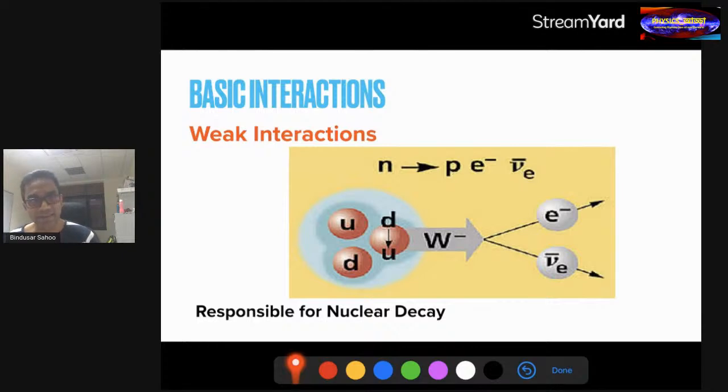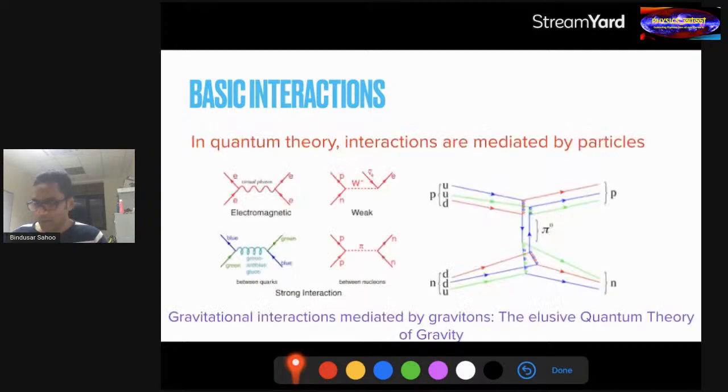That is the beta decay process, and the interaction via which the D quark becomes a U quark by emitting this W minus boson is a weak interaction process. So this is roughly a very short story of these four forces: gravity, electromagnetic, strong, and weak interactions.